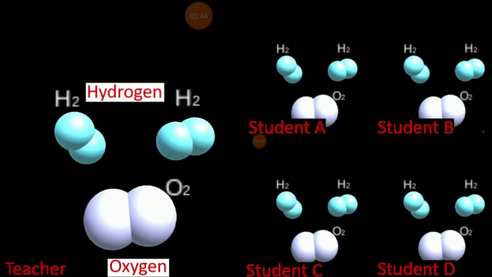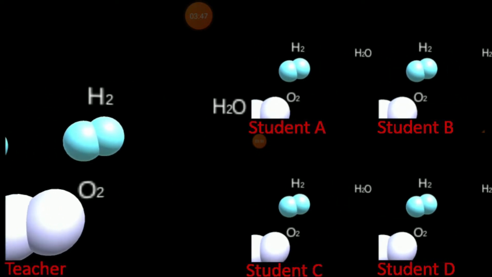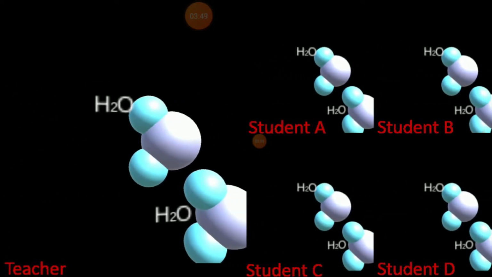Okay, going on the chemistry screen, we have hydrogen and oxygen. And there we have the combination of the 2, which forms water.